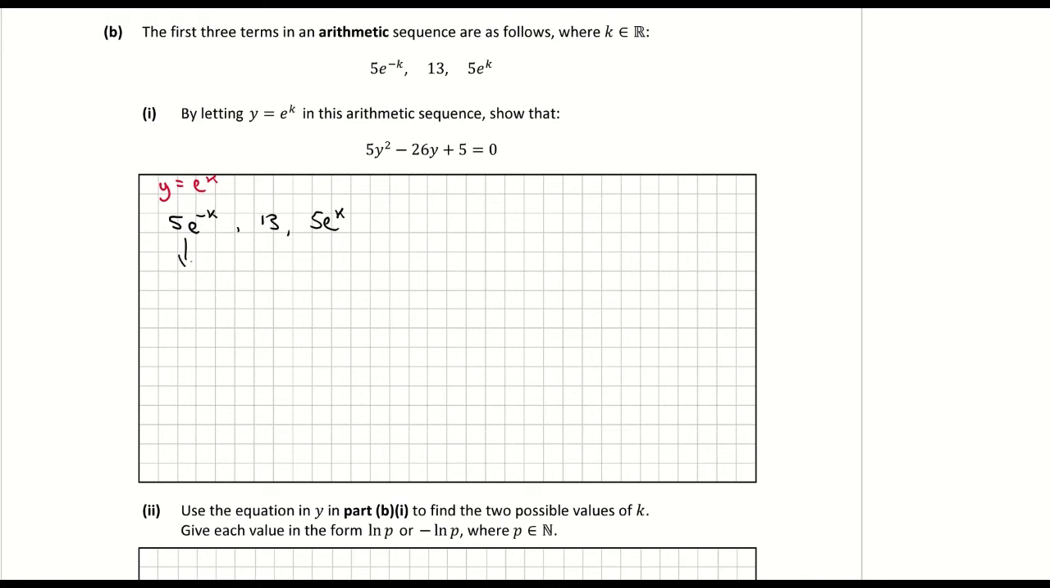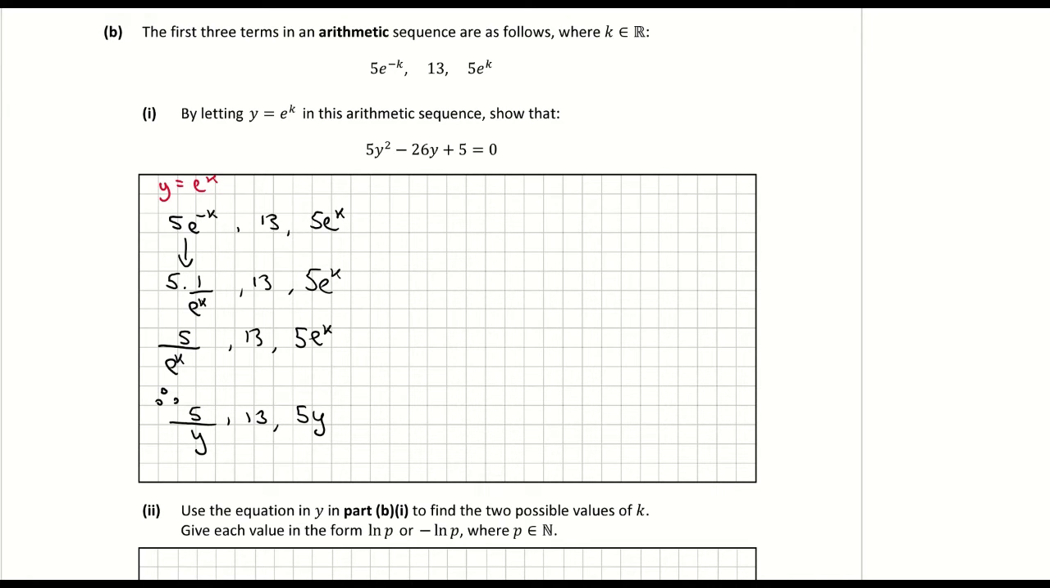Now, if we rewrite 5e to the minus k, that's the same as 5 times 1 over e to the positive k. So we know that that's the same thing if we have a negative power. So that's the same as 5 over e to the k if we write it as a single fraction. And I'll just put in my other two terms here. So my sequence is the same as 5 over e to the k, 13, and 5e to the k. Now I'm going to let my e to the k as y, so therefore my sequence is now 5 over y, 13, and 5 times y.